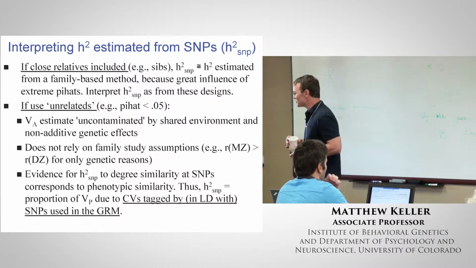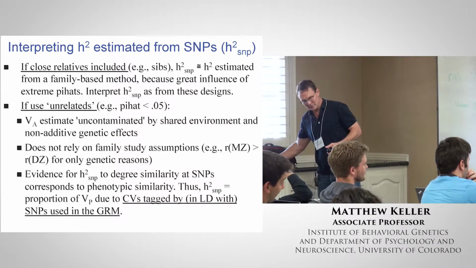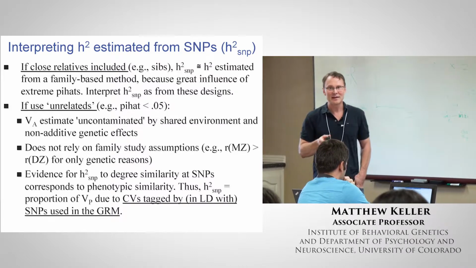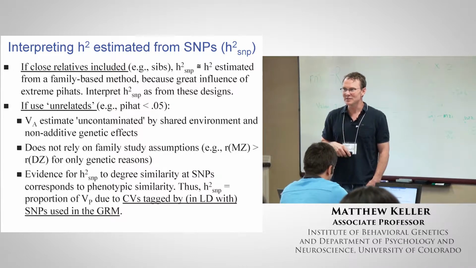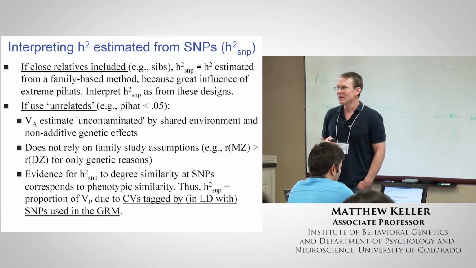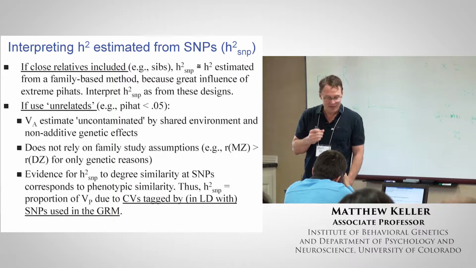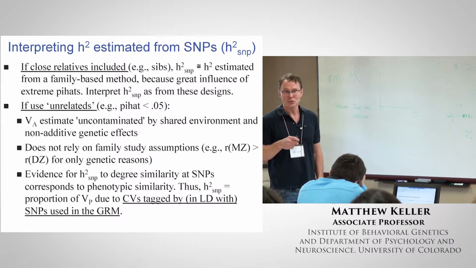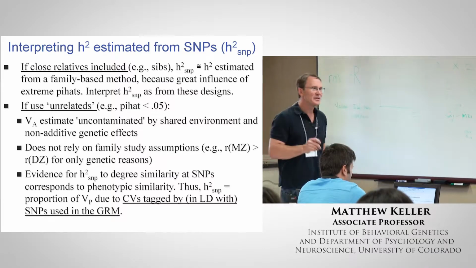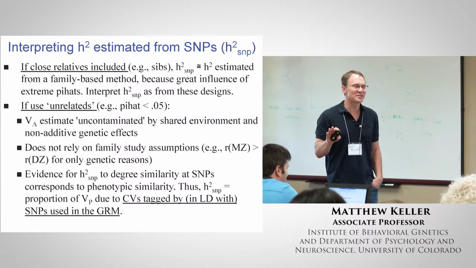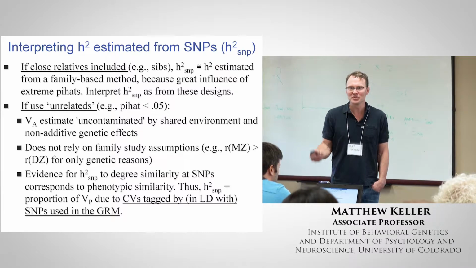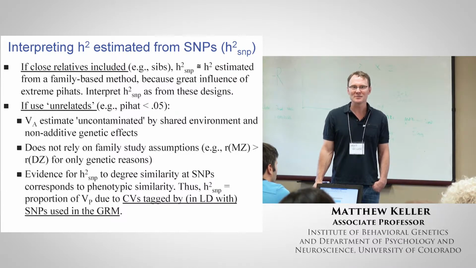Okay, so let's think about how to interpret SNP heritability from these models. If close relatives are included in your estimates, like in that first slide I had where we included MZ and DZ twins, or even if you're including just siblings, then you should interpret these estimates of SNP heritability as you would from any family-based method based on the individuals that make up those relatives. So if you're using siblings, the estimate of SNP heritability is the same estimate you'd get if you did just a sibling-based heritability analysis. In other words, you're just doubling the correlation between sibs to get the estimate.